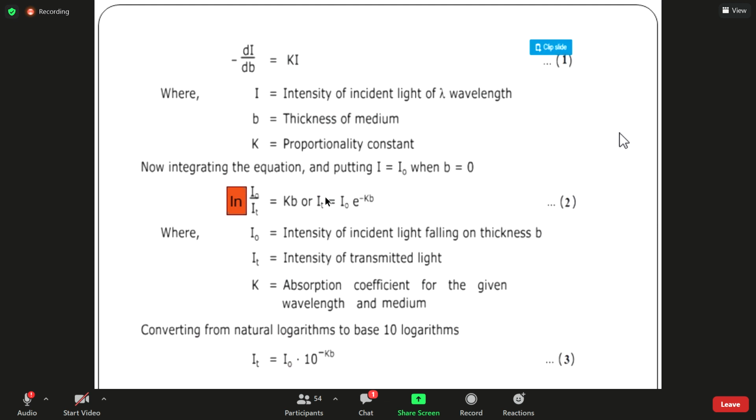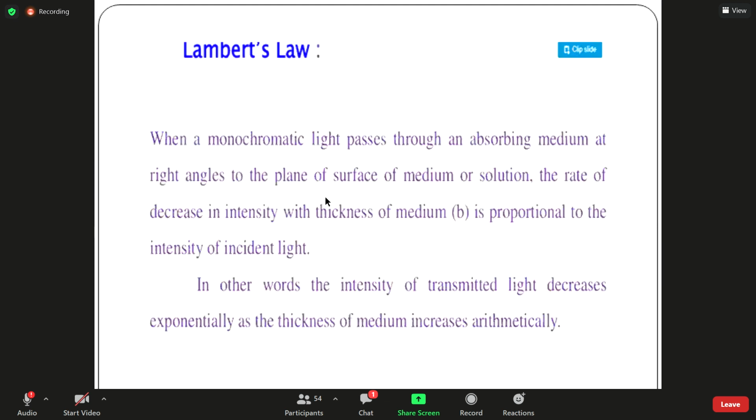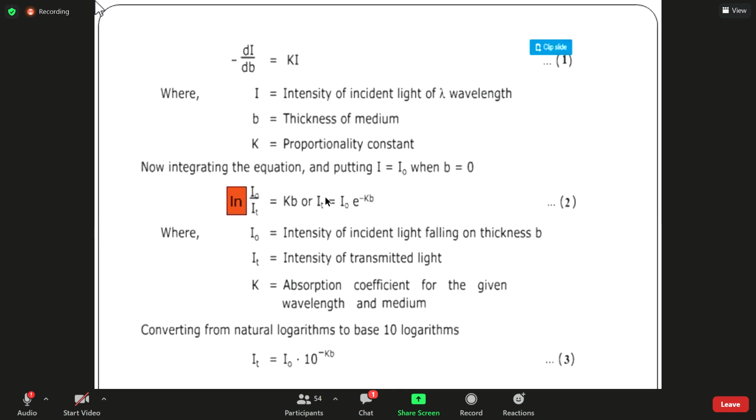That is why, according to Lambert's law, this rate of decrease in intensity is proportional to the intensity of the incident light. So can I write this equation that minus dI db is proportional to I? Or in the next step, can I write that minus dI db equal to kI, where k is the proportionality constant? Can I write that from Lambert's law? Yes, ma'am. Okay, so you can understand that k is the proportionality constant.